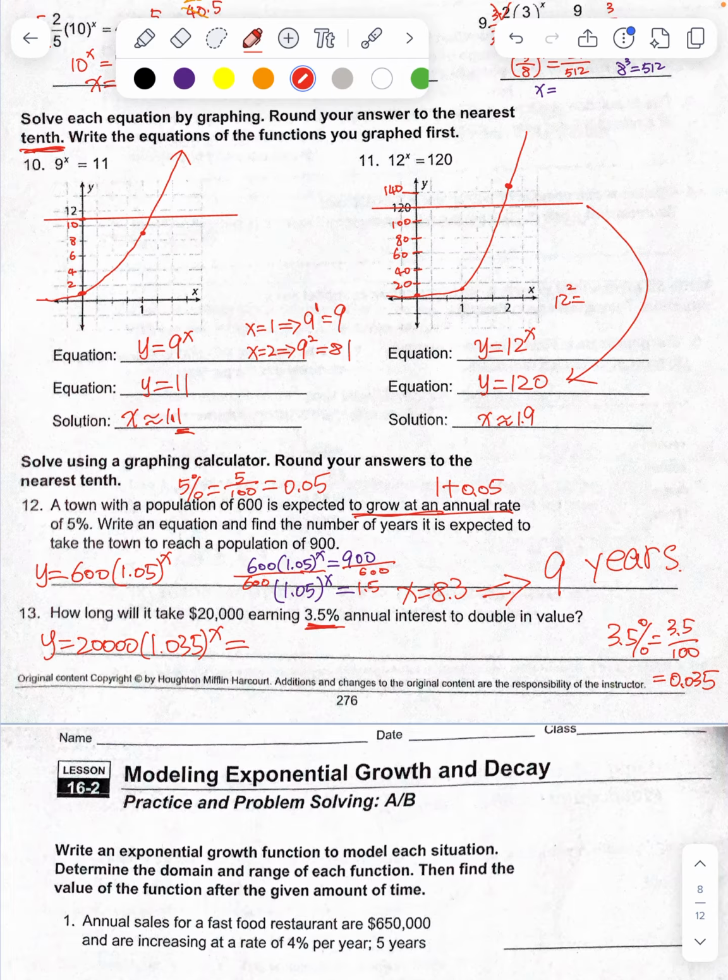So this equal to 40,000. So basically you're going to solve this function. I can use, x equal to what? I'm going to use the log function to figure it out. Natural log 2.